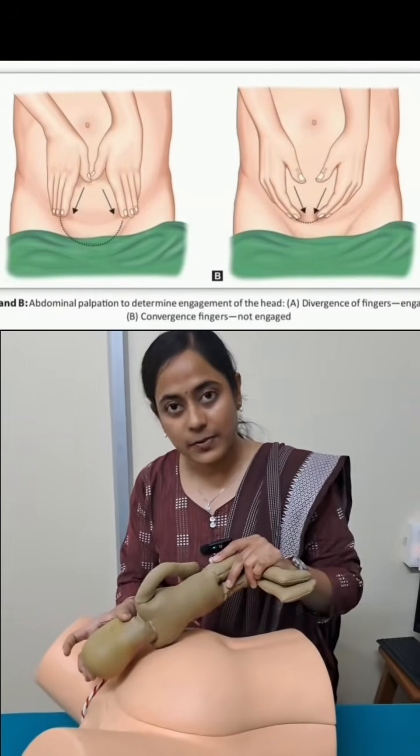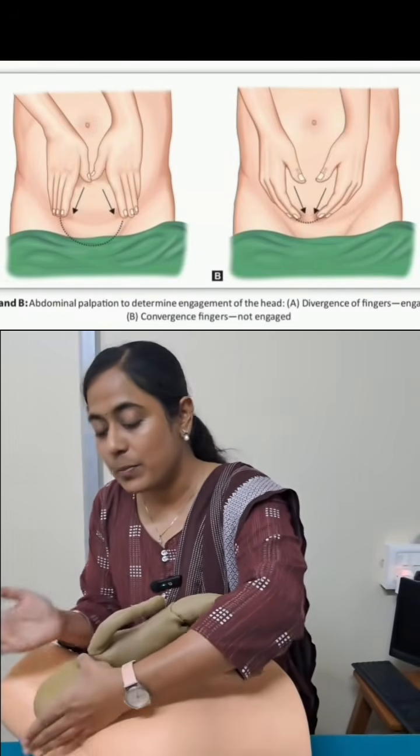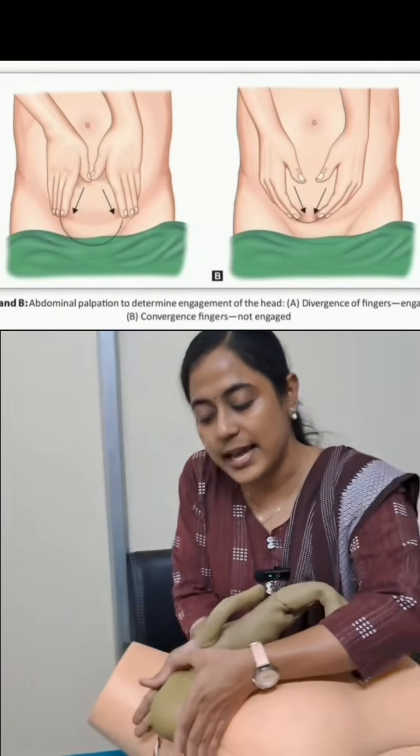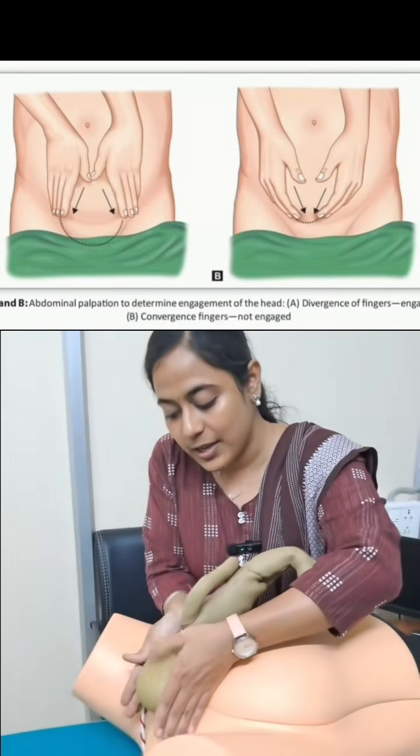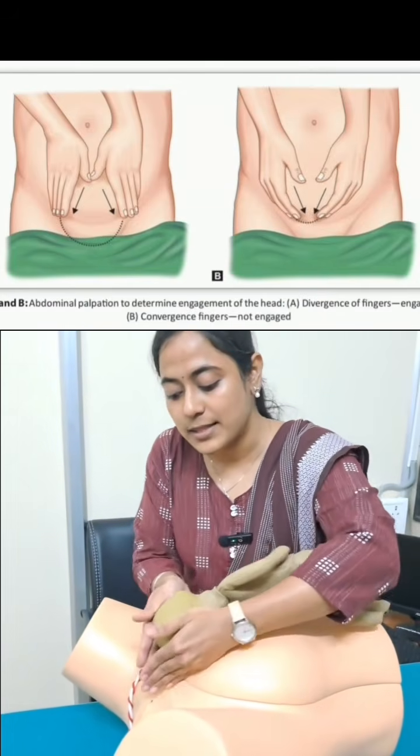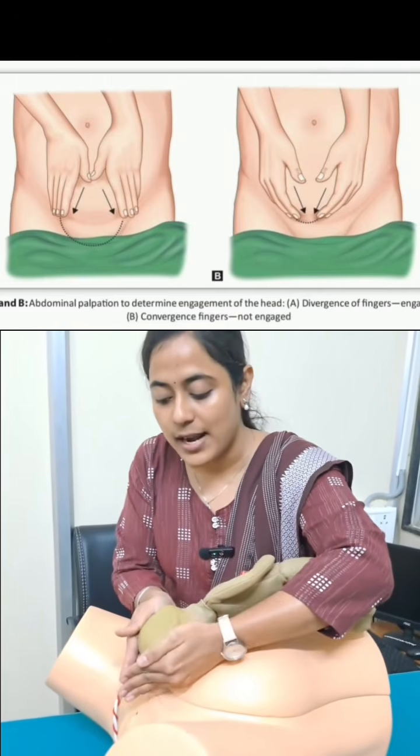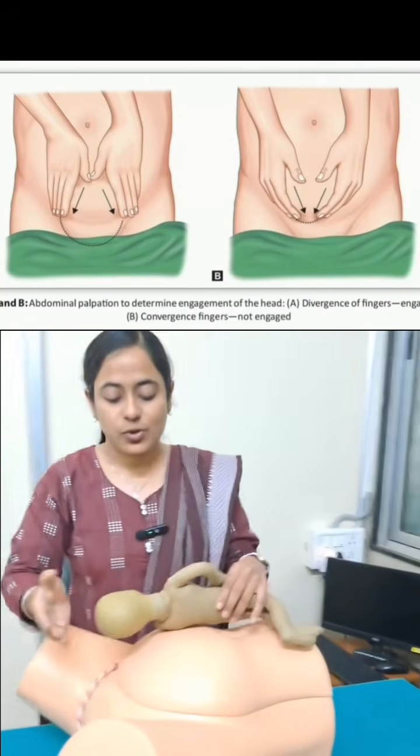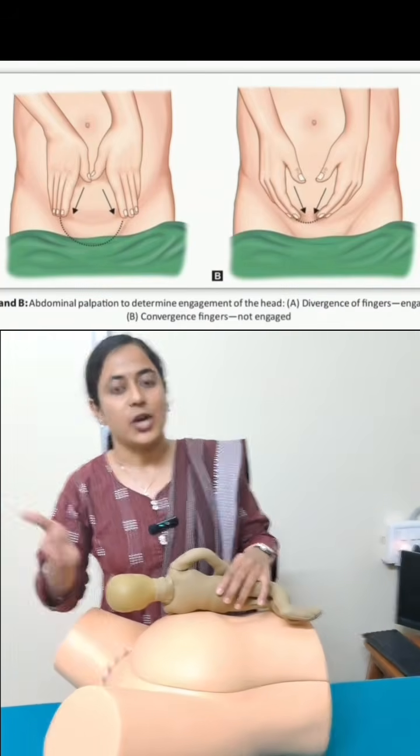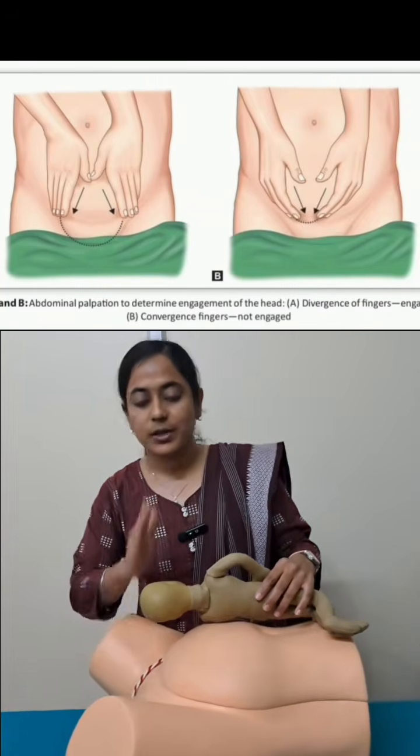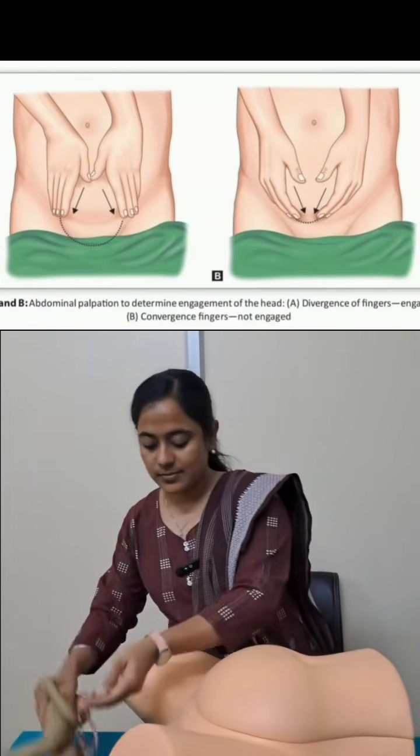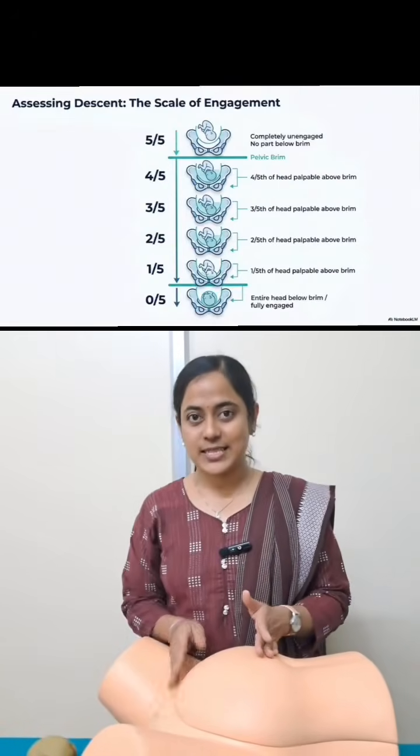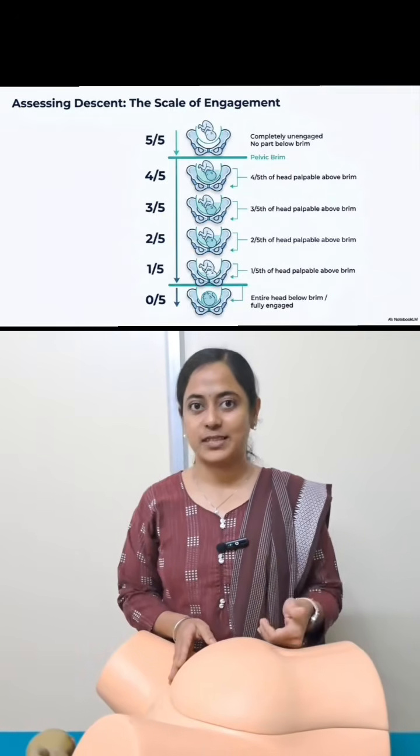Suppose if it is a cephalic presentation, then both the examining hands get divergent here, and if the head is above the pelvic brim, then I can grasp the presenting part and both the hands are converging here. So this is the confirmation of whether the head has got fixed, engaged, or it is just above the pelvic brim.